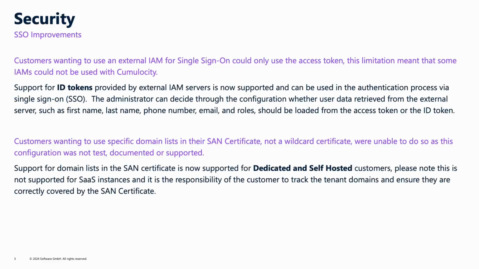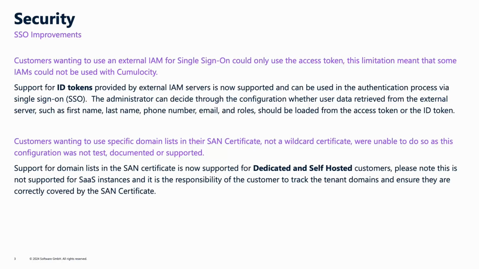Sticking with security, this time with single sign-on, up until now the user ID claim could only be used via an access token. Not all identity and access managers use the access token. Some use the ID token. So we've now included that within the configuration options for Cumulocity IoT, with the benefit now, of course, that those IAM servers are now supported as part of the single sign-on configuration for Cumulocity IoT.